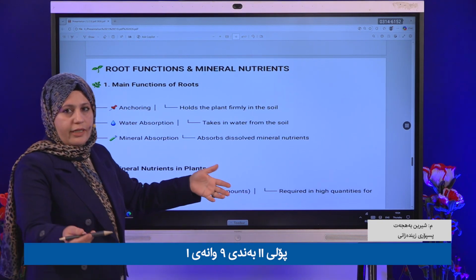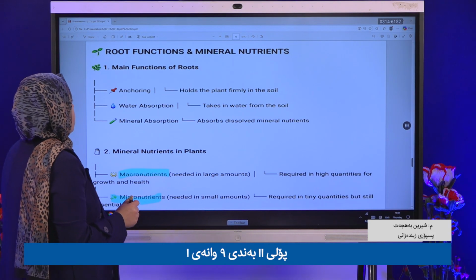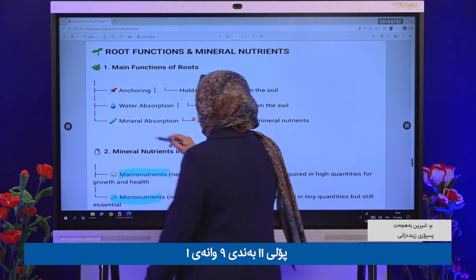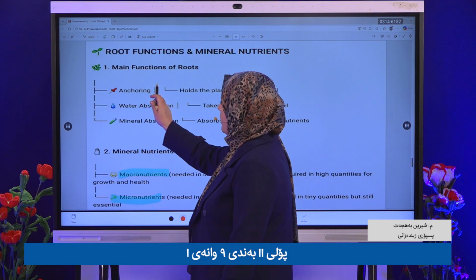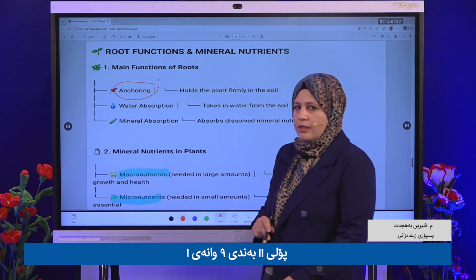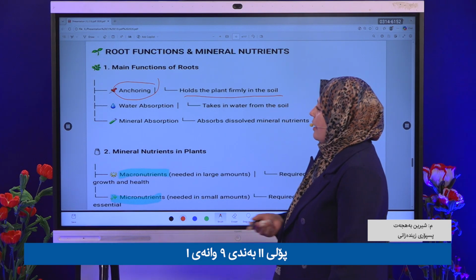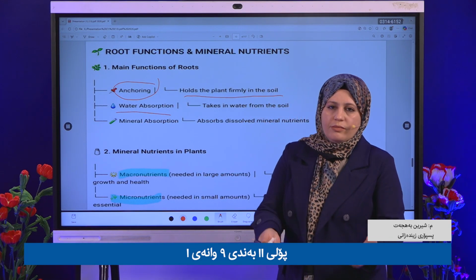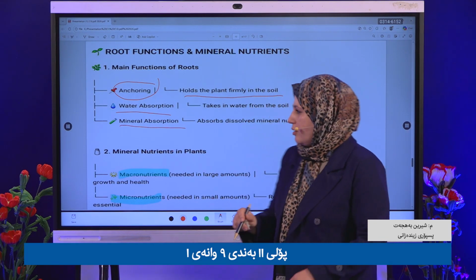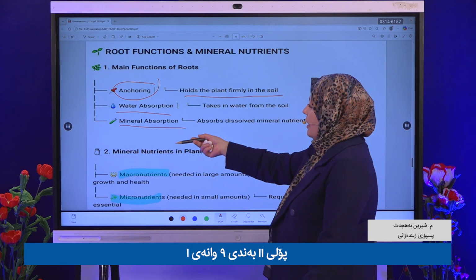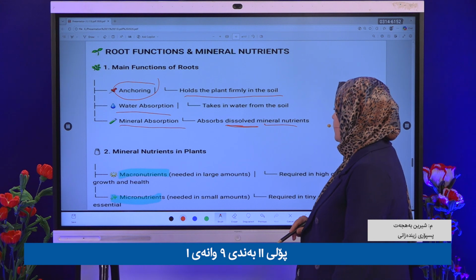Like other organs, roots have some important functions. The main function of what is it? As I mentioned at the first, they have a role in anchoring, which is to hold the plant firmly in the soil. And absorbing water from the soil. And mineral absorbing, where the roots absorb minerals from the soil. And dissolved, which kind of mineral? Dissolved minerals, which are mineral nutrients.